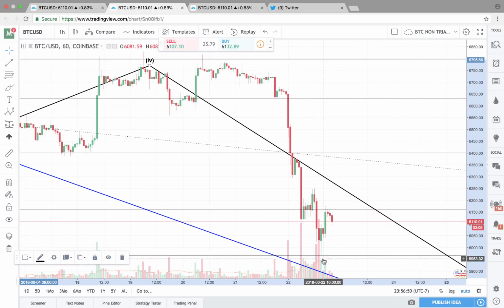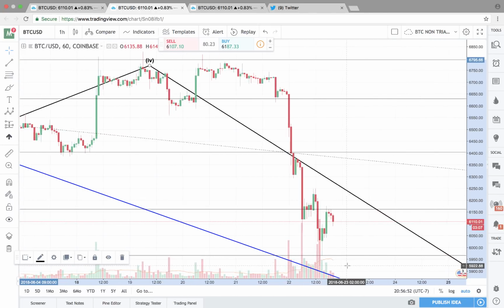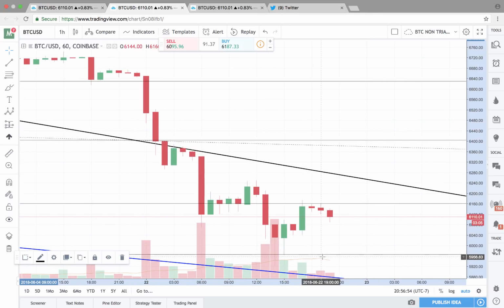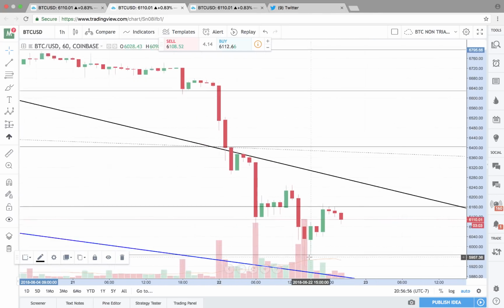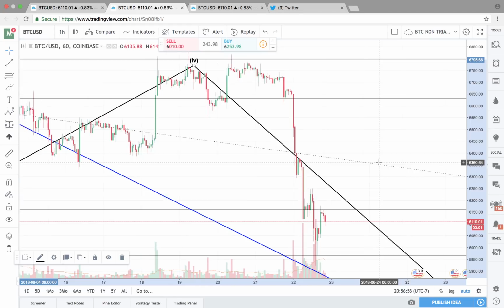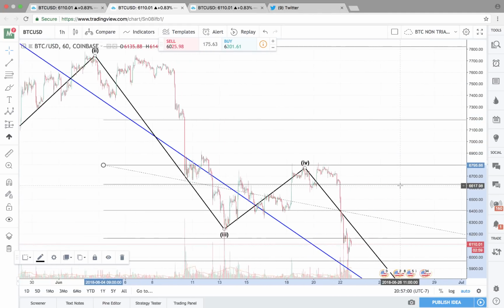So we wicked down, hit 5,925, I believe, is what I saw earlier. Yeah, right over here. 5,925 is what we hit, right within my zone. I don't have the chart because I accidentally deleted it.